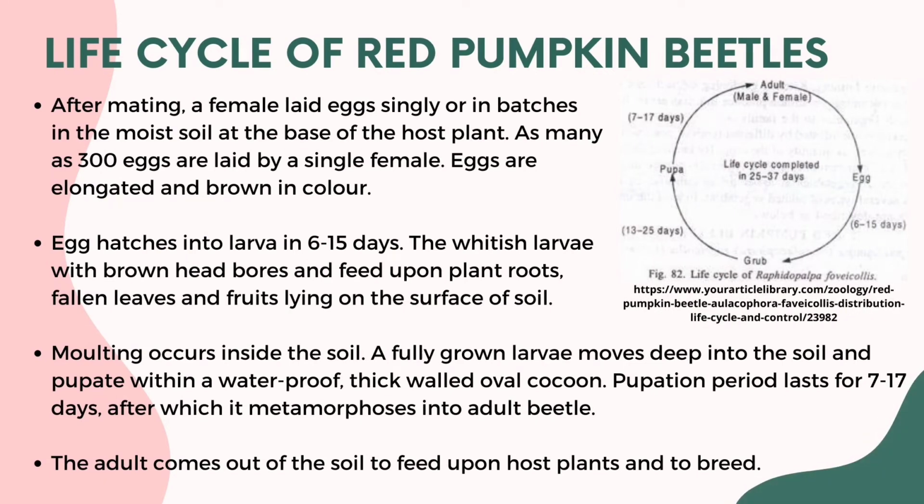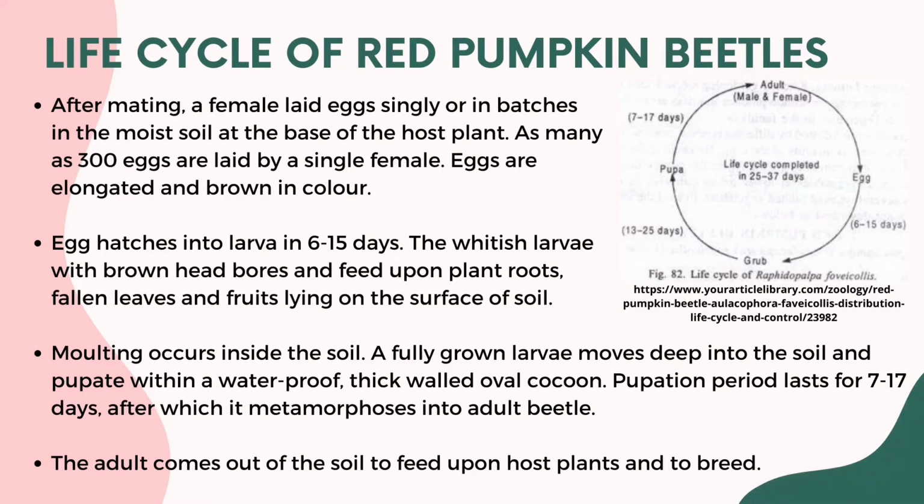As we can see here in the slide is the flow of this insect's life cycle, from egg, larva, pupa, and adult. After mating between male and female, a female will lay eggs singly or in batches at the base of the host plant. As many as 300 eggs can be laid by a single female. The eggs are usually elongated and brown in color. These eggs hatch into larvae in 6 to 15 days.